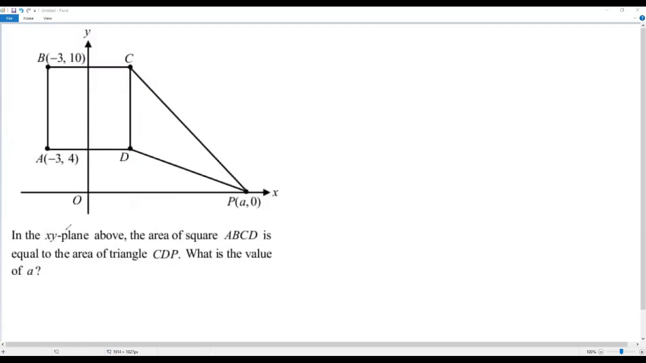Here we have a SAT math problem. Okay, let's go to the question. In the xy plane above, the area of square ABCD is equal to the area of triangle CDP. What is the value of A?